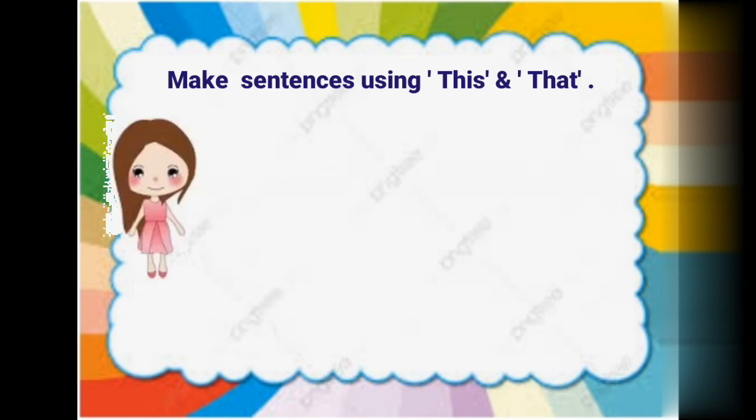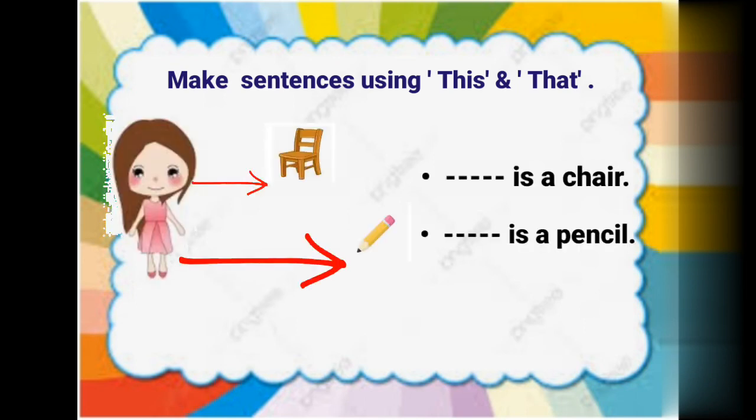Now, make sentences using this and that. The chair is near to me, so I will use this. This is a chair. The pencil is far away from me, so I will use that. That is a pencil. I hope, students, you understand this and that.